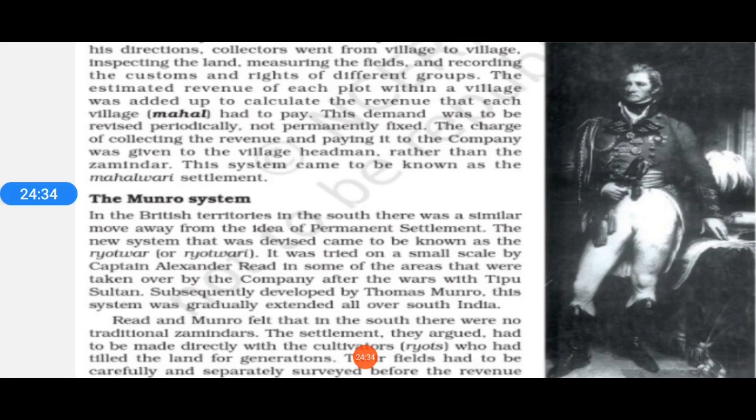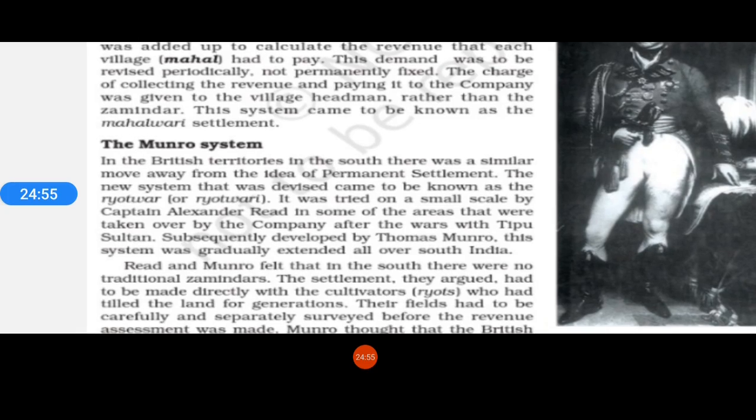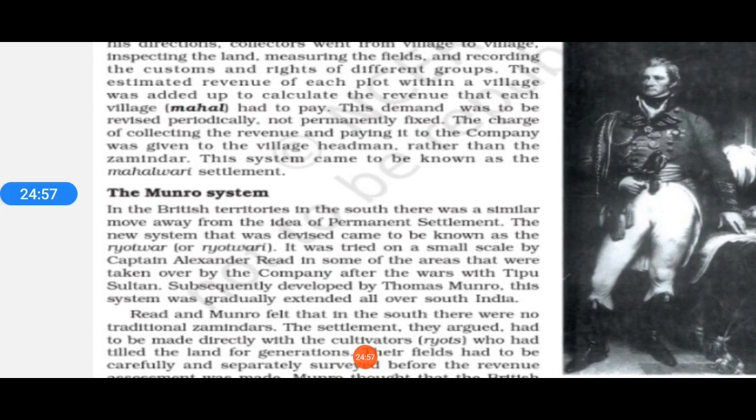And who are the ryots? The villagers. So here who is going to play the main role? Villagers. In the second system, village headmen. In the first system, zamindars. So in South India, the villagers play the very important role in the system known as the Ryotwari system. So the Ryotwari system was introduced in South India. This system removed the concept of zamindar.